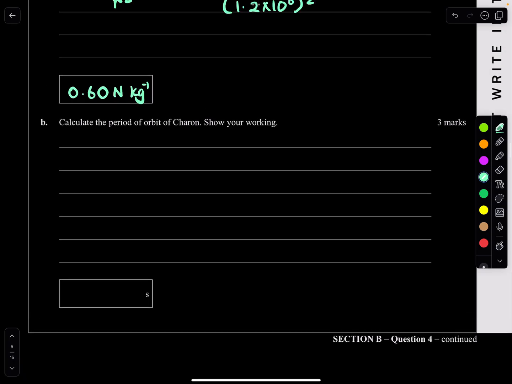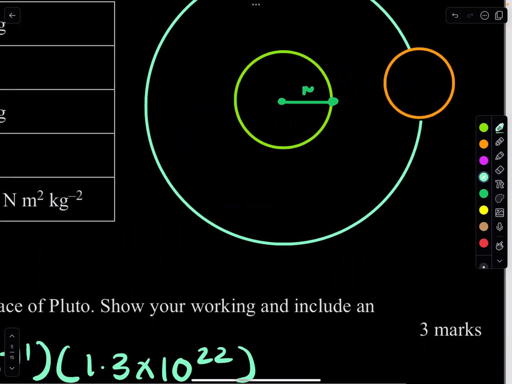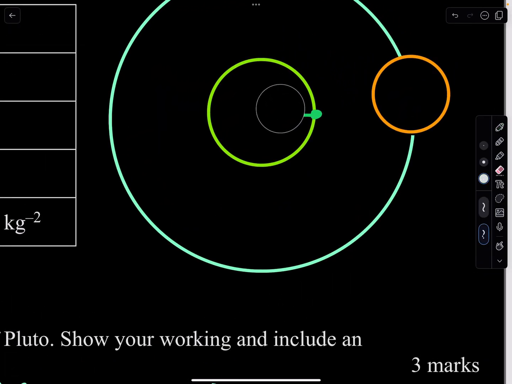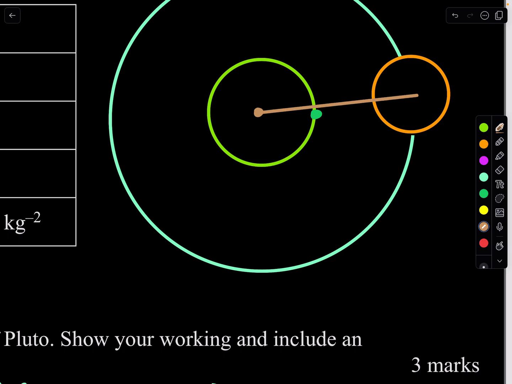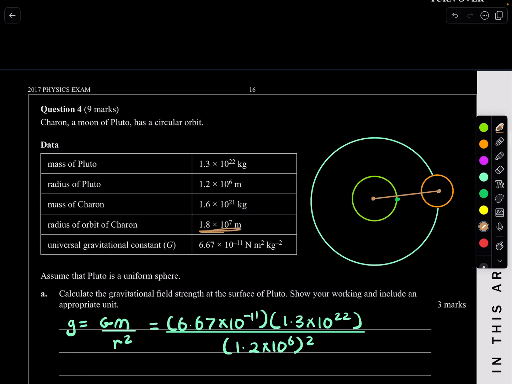Next question. Calculate the period of orbit of Charon, showing your working out. I don't know if I'm saying it wrong, but I believe I am. But who cares at the end of the day? So let's have a look at this. We want to find the period of orbit. So we're going to need the radius of orbit, which in this case would be this. It's the center to the center, right over here. That's what we're going to need. And we're actually given that: the radius of orbit of Charon is this.